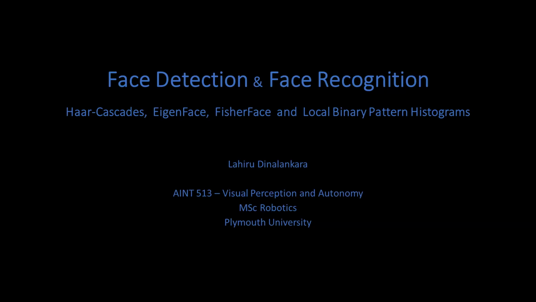Welcome to the mini project designed for the AINT 513 Visual Perception and Autonomy module. For this project, I have created a face detection system using Haar Cascades and face recognition systems with Eigenface, Fisherface, and local binary pattern histograms. The aim of the project is analyzing the robustness of each algorithm by implementing them using OpenCV and Python.